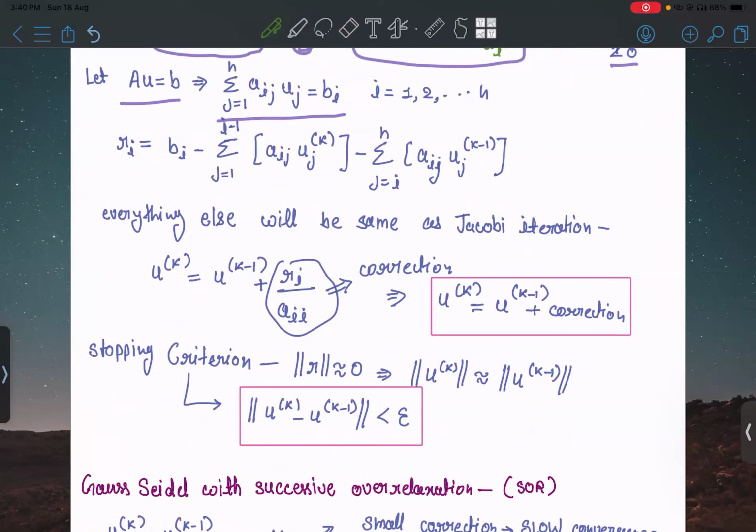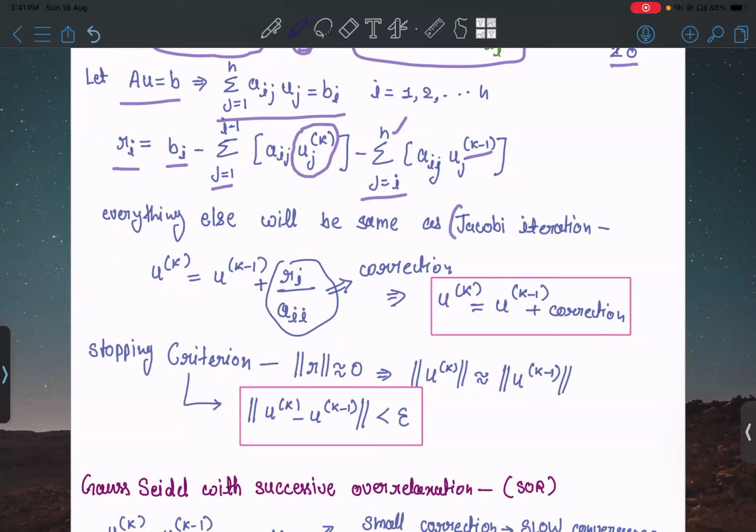So now what will be my residue here? Ri will be equal to, suppose for the ith equation I want to write the residue value. So Ri will be equal to Bi minus the sum over j from 1 to i minus 1. There I will use u at the kth iteration value only, and for i to n I will use u at the k minus 1th iteration value. Okay, this will be my residue.